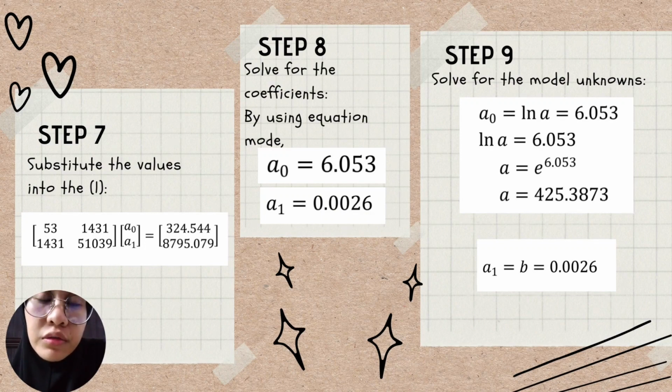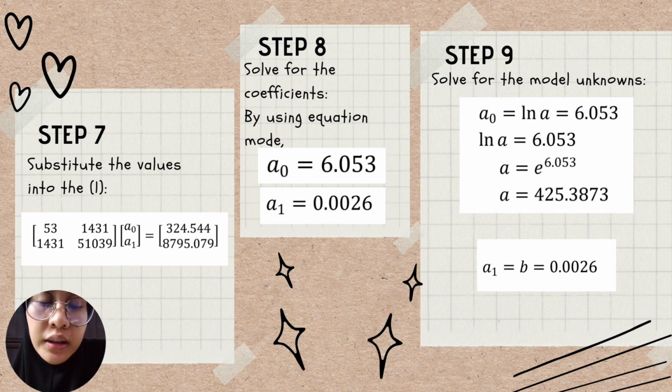Step 7, we need to substitute the values that we get from step 6 into the normal equation. That is 53, 1431, 51039 times a0, a1, equal to 324.544, 8795.079. For step 8, we need to solve for the coefficients a0 and a1. By using the equation mode, we can get a0 equal to 6.053 and a1 equal to 0.0026.